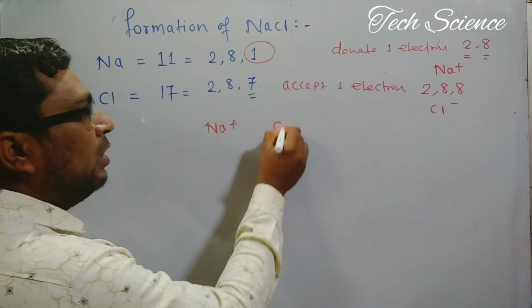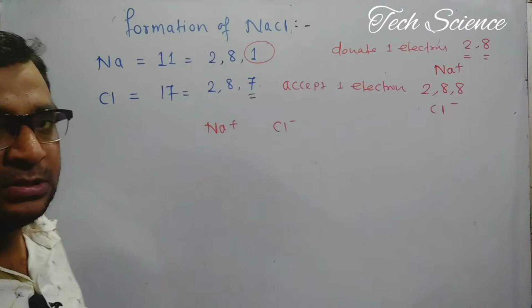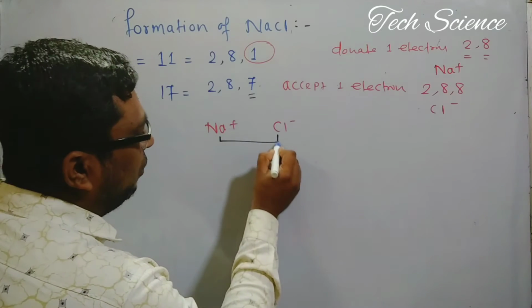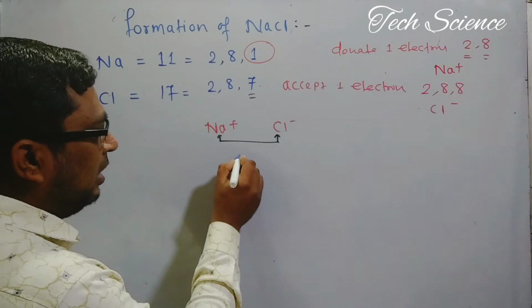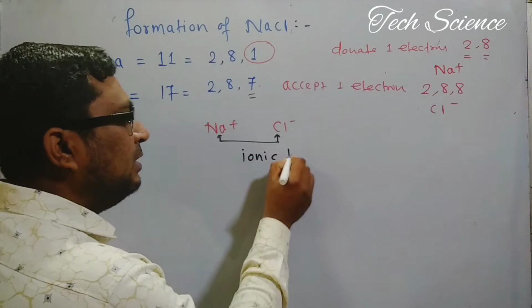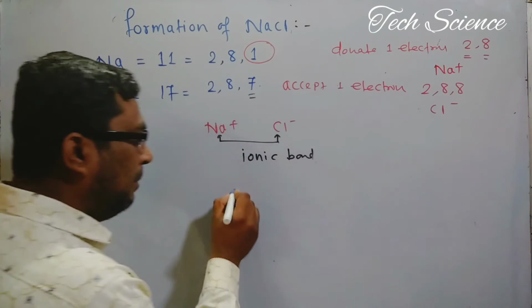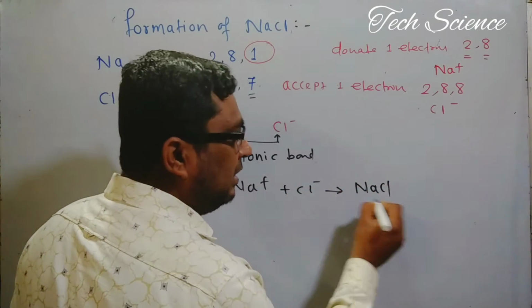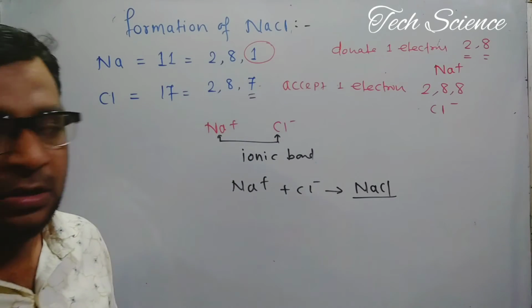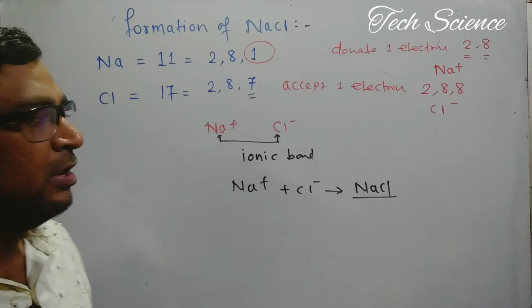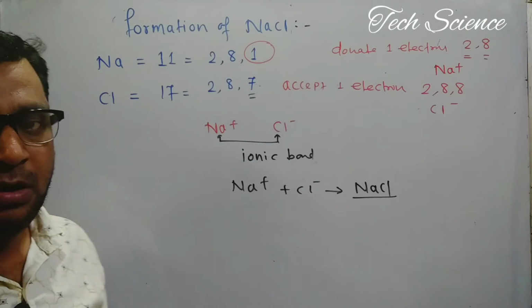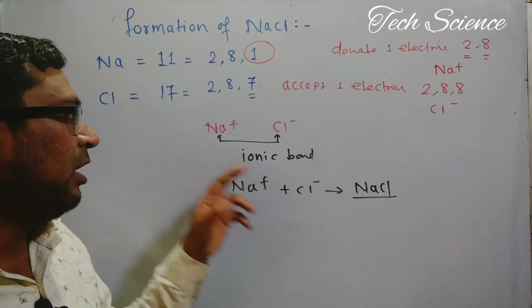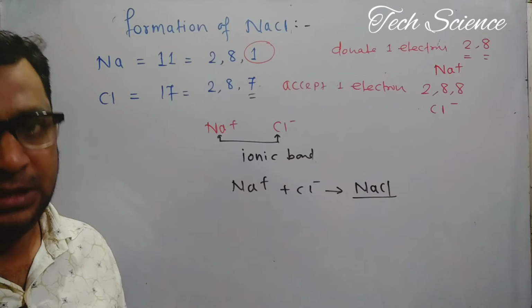Now here the sodium has the plus charge and the chlorine has the minus charge, and when these two ions come close together, because of the electrostatic force of attraction between oppositely charged ions, an ionic bond has been created between them, and this Na plus and this Cl minus turn into NaCl, that is called common salt, also called sodium chloride. So this is the formation of sodium chloride by making an ionic bond between the Na plus and the Cl minus.